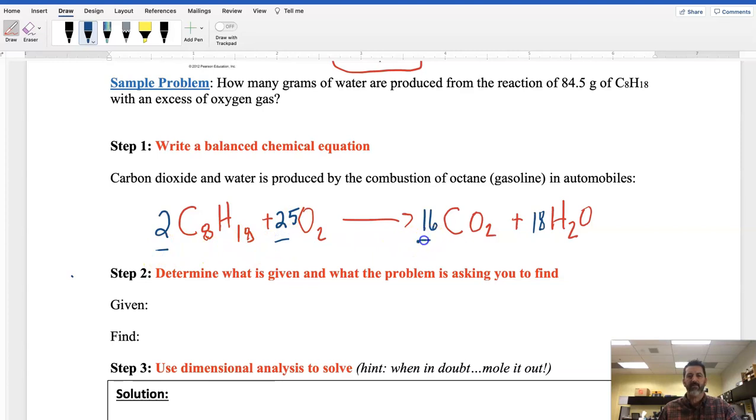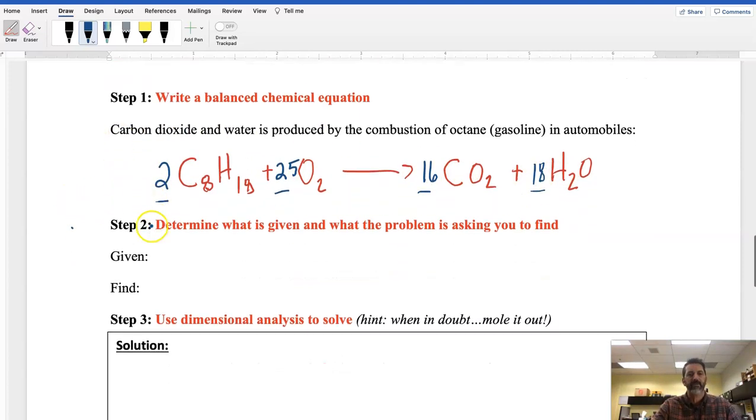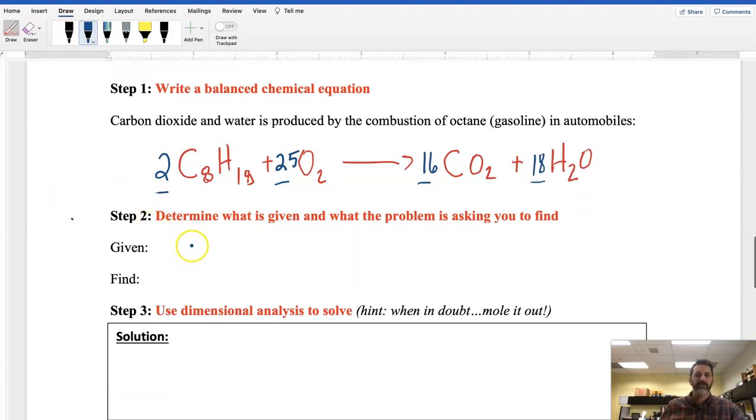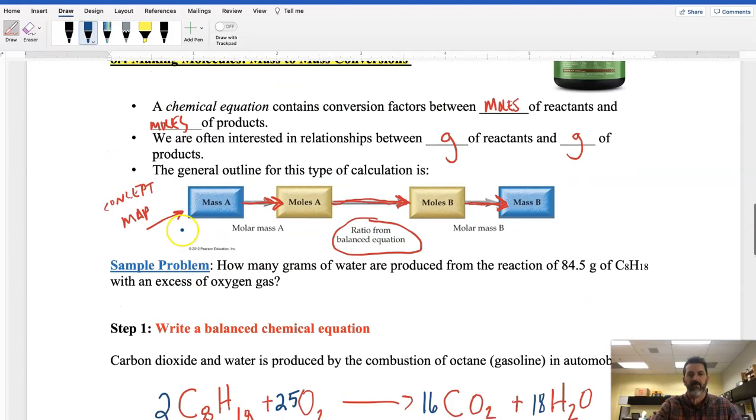So now my mole ratio says 2 moles of octane, 25 moles of oxygen. If I mix those two together, I will make 16 moles of CO2 and 18 moles of water. That's my recipe. Okay, so step 1, check. Step 2, determine what is given and what I want to find.